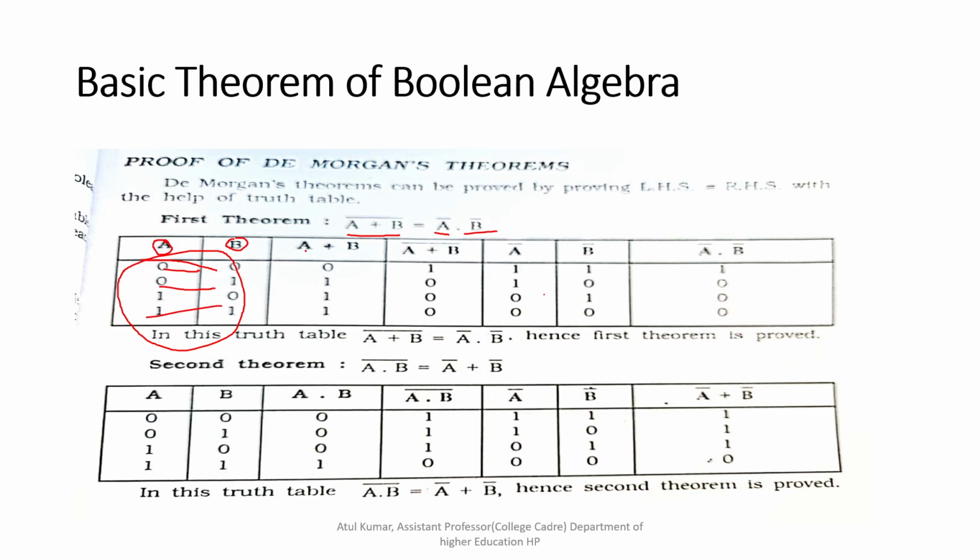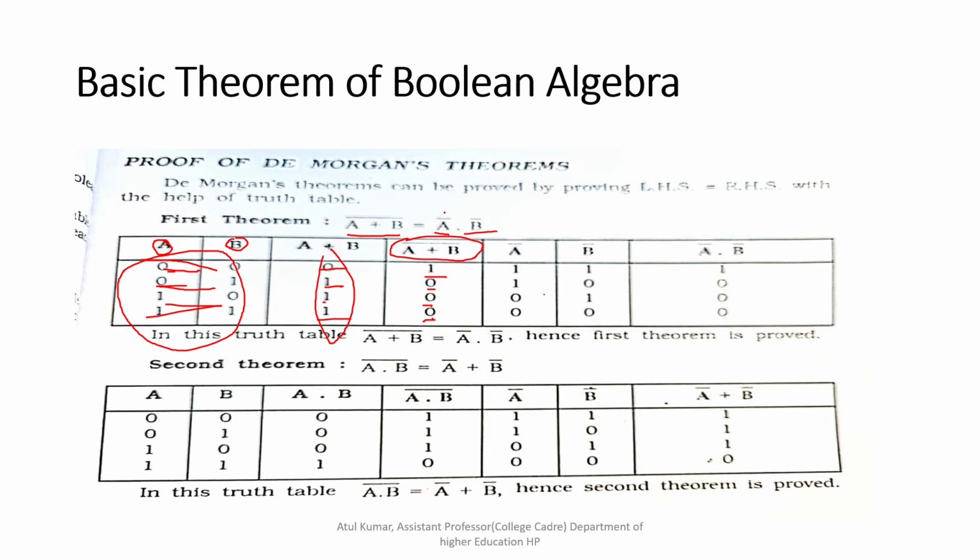So a plus b, that is a or b. For 0 and 0 the result is 0, for 0 and 1 the result is 1, 1 or 0 is 1, 1 or 1 is also 1. Now for the complement of a or b, when we complement these values, the result is 1, here 0, here 0 and here 0.